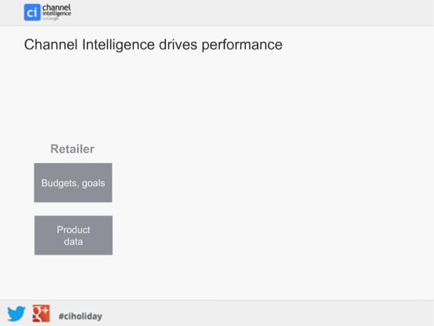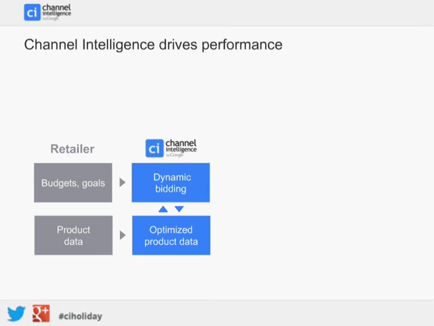The way that Channel Intelligence drives performance is by understanding retailer budgets and goals and retailers' product data, and then optimizing that product data so that the products that retailers want to promote in Google Shopping and other comparison shopping engines will appear in the way that's most appealing to consumers based on how consumers are searching for products.